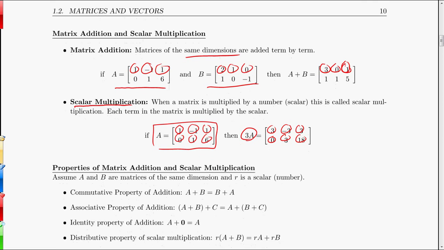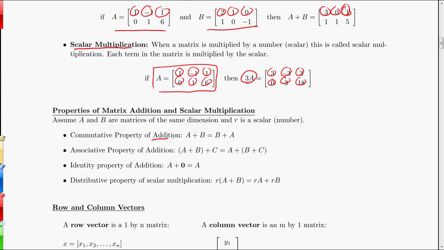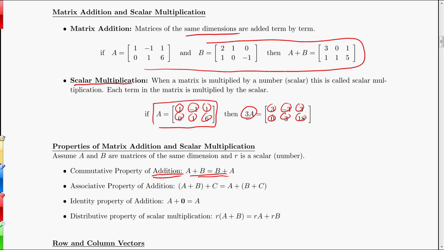All right? Some properties of matrix addition and scalar multiplication. Addition commutes, right? A plus B equals B plus A. And that certainly stands to reason because addition itself commutes. You know, any two numbers, 1 plus 2 equals 2 plus 1, and so on. And so you can sort of see this in the addition process. If A plus B is just term by term addition, then you're going to get the same thing if you take B plus A. Right?